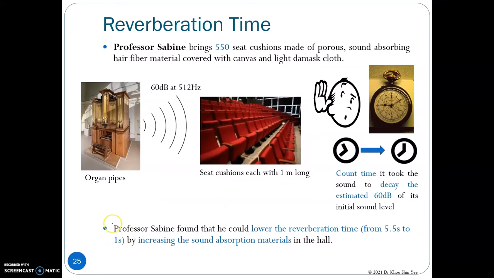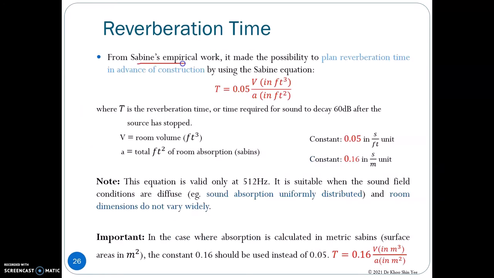From the two tests, Professor Sabin found that he could lower the reverberation time from the original 5.5 seconds to 1 second by increasing the sound absorption materials inside the hall. From Professor Sabin's experimental work, he successfully developed an empirical equation that we can use to estimate the reverberation time. By definition, reverberation time is the time required for the sound to decay 60 dB after the sound source has stopped. V is the room volume, A is the total room absorption.